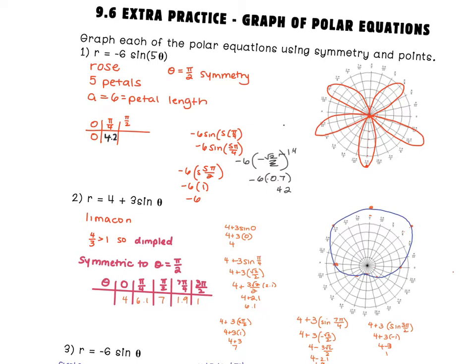And you know that the petal length is 6. That's how you knew that that was the petal. If you plug in pi over 2, that's where I got that negative 6 from, so that's how I knew that it was on the opposite side.